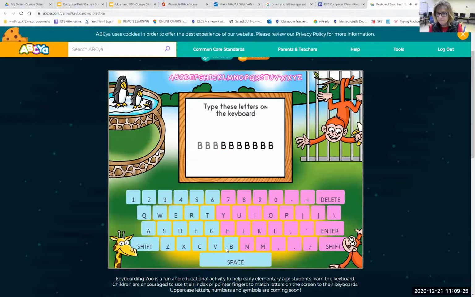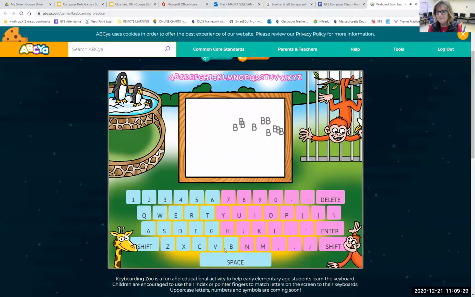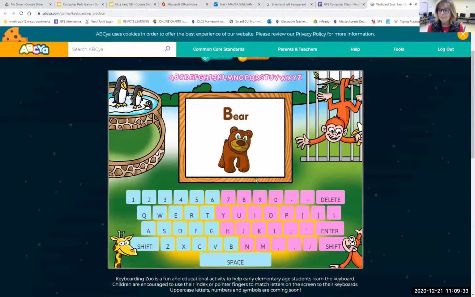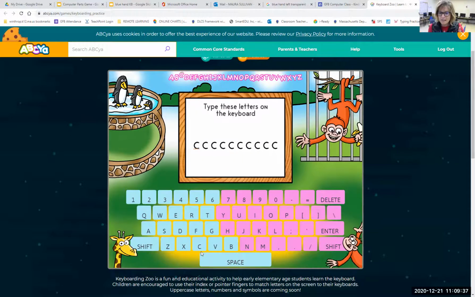B. And there it goes. Let's see what our B animal is. B is for bear. B is for bear. I'm going to keep going now. I'm on C. I've got 2 more letters to go. Here, let me find C.